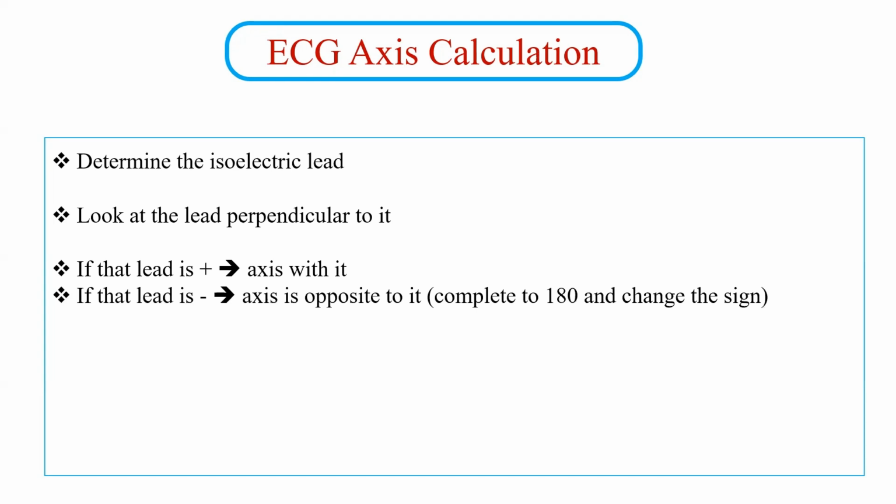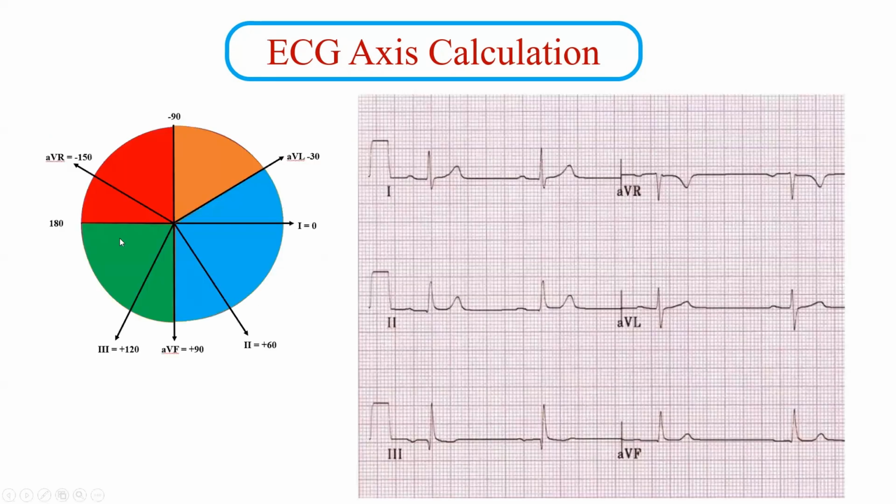Let's talk about the EKG practical, and let's see how to determine the axis. I will keep this pie, the axis chart, here to help us determine the axis. And with practice, you will just memorize it and just imagine it. So what is the first step here in this EKG?